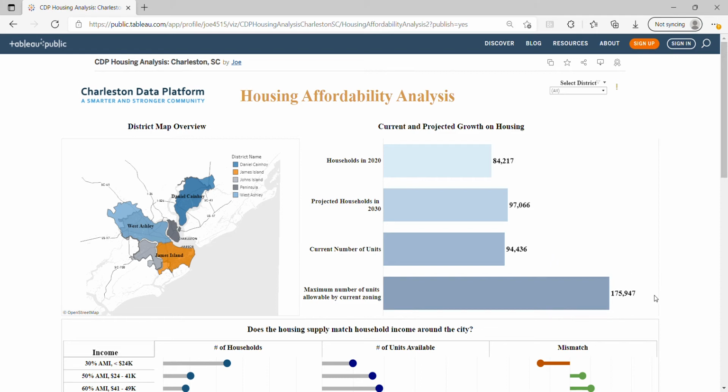We also see that the zoning is not prohibitive in Charleston. We see that in current zoning code, the available number of units is almost 176,000 units.